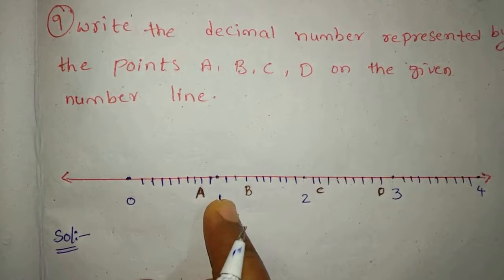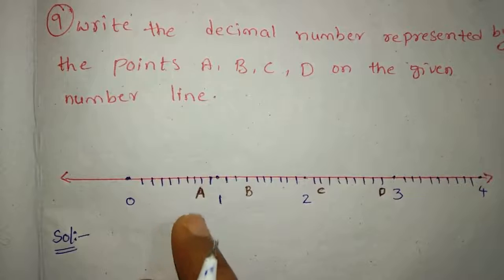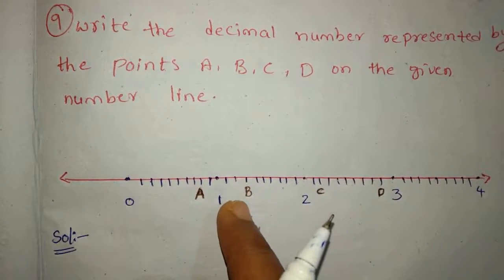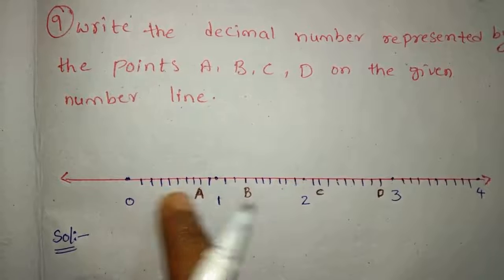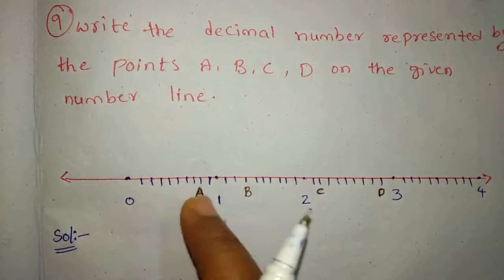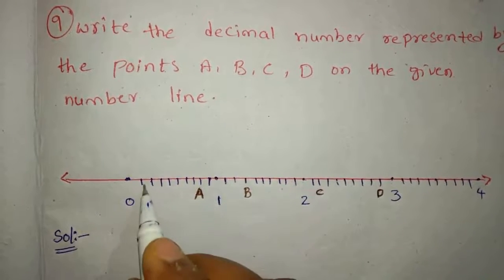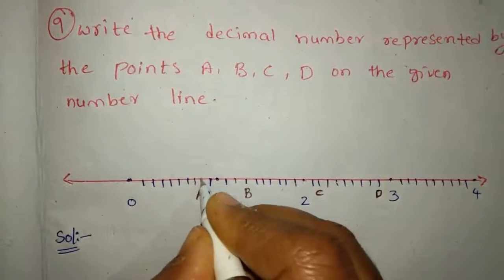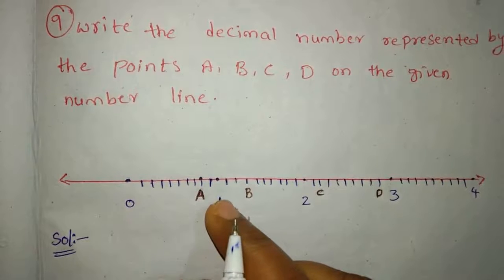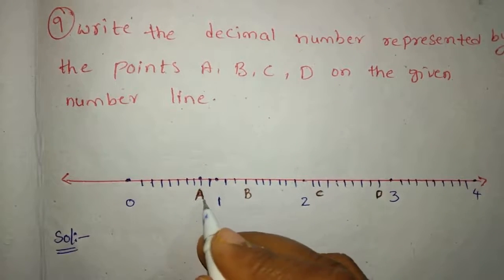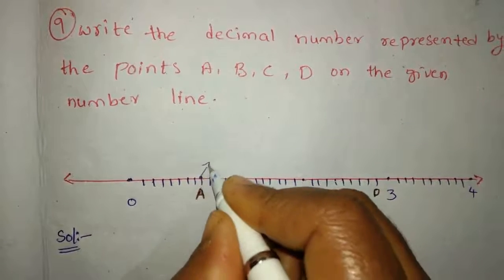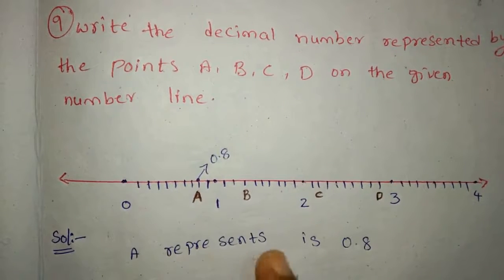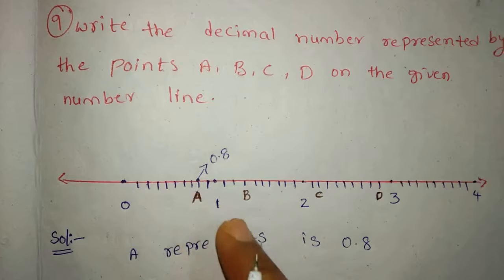So now let us represent A. Here 0 to 1 is divided into 10 equal parts. Here A represents 1, 2, 3, 4, 5, 6, 7, 8. So out of 10 equal parts, the 8th part is A. So A represents 0.8.